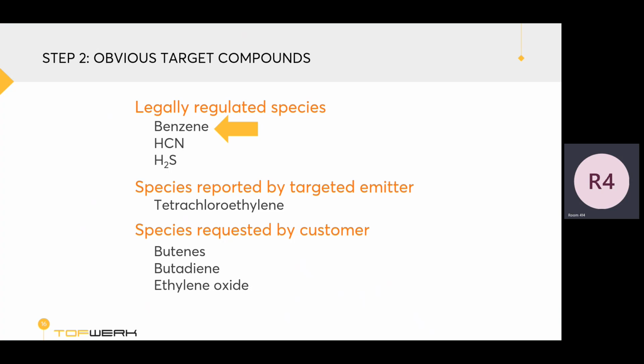Target analysis is looking at obvious targeting compounds. This includes legally regulated species. So, for example, these three are called out in the Colorado House bill. Suncor conducts its own fenceline monitoring, and they detected this species, wondering about what it was. And also there were some species that were specifically requested by our clients that they're interested in. So we'll take a closer look at benzene in the next slide, but I also want you to remember this tetrachloroethane compound.